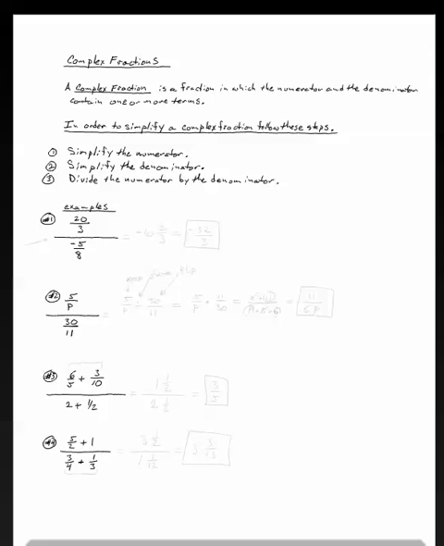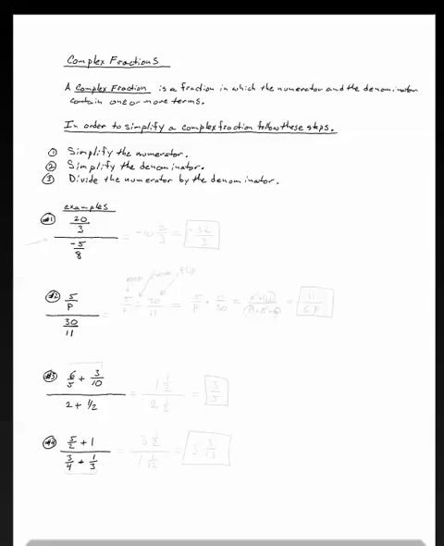Complex fractions. We've actually seen things like complex fractions before when we were doing order of operations. A complex fraction is a fraction in which the numerator and denominator contain one or more terms. In order to simplify a complex fraction, we want to follow these steps. We simplify the numerator, simplify the denominator, and once the numerator and the denominator are fully simplified, then you divide the numerator by the denominator.